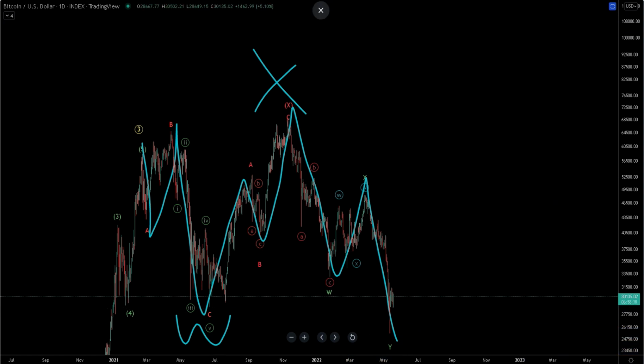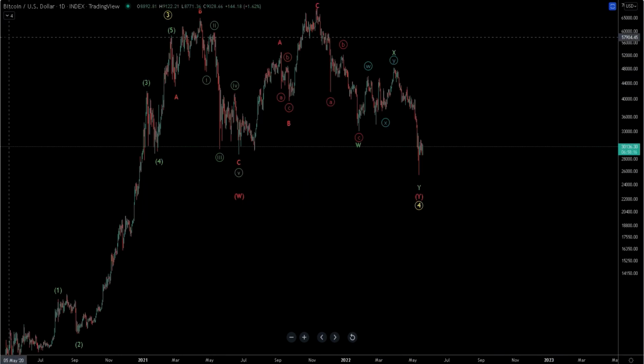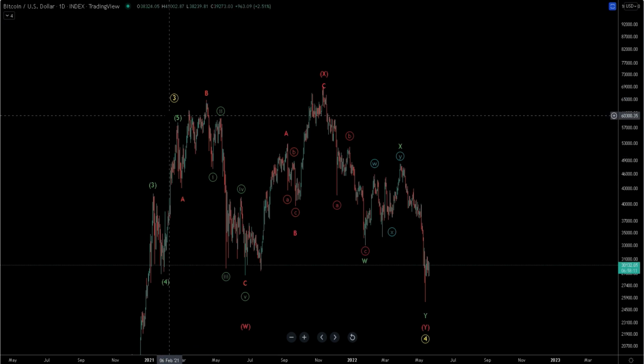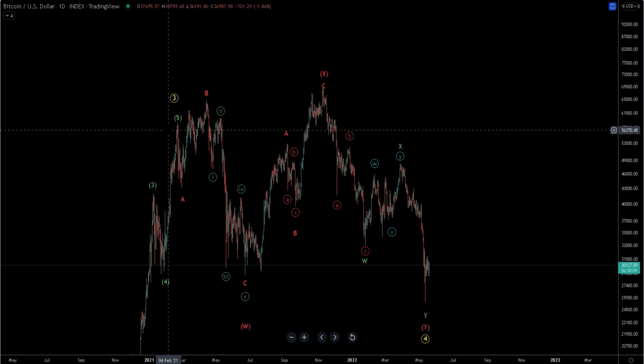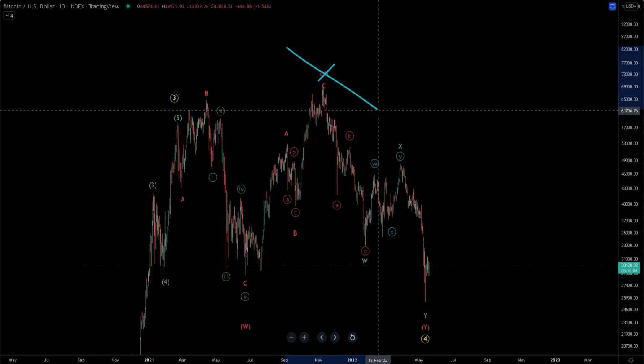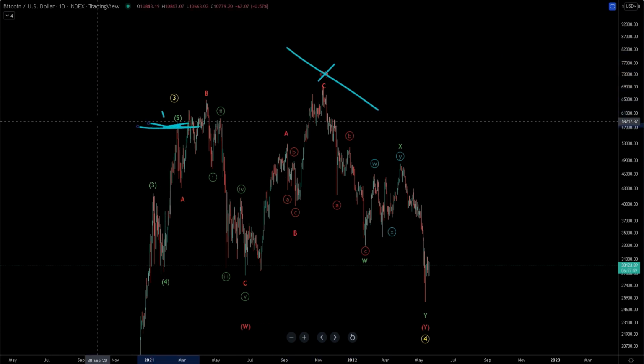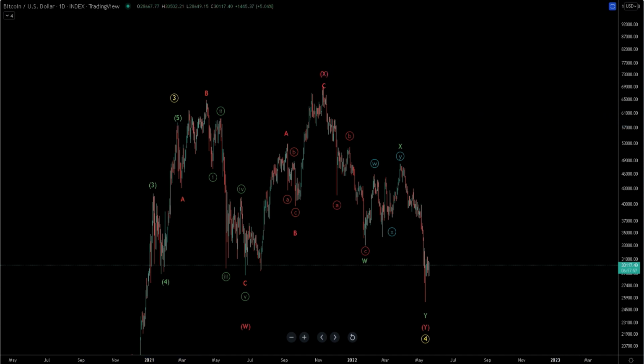Double combination. For everybody who says that an X cannot exceed the start of W, you're wrong. An X can always exceed the start of W. Nowhere, anywhere, in any Elliott wave theory does it say that an X cannot exceed W. It absolutely can.